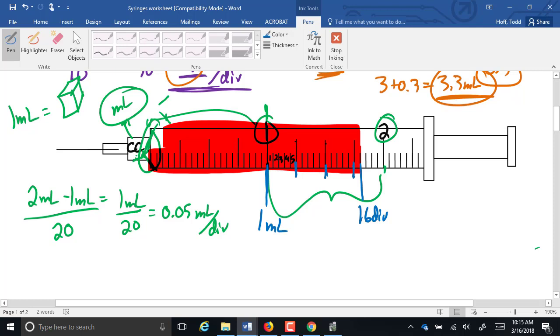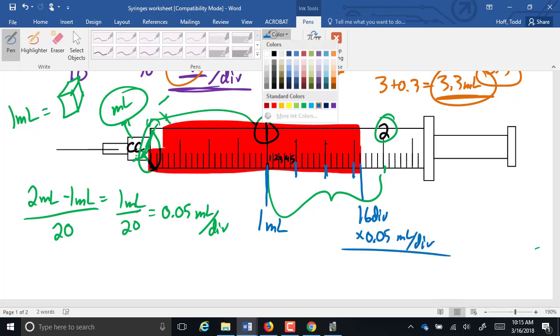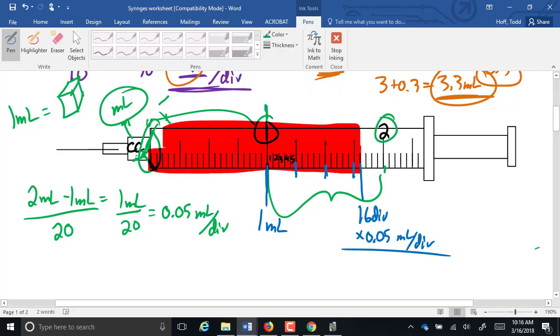That gets kind of clunky to do. But it's 16 divisions times 0.05 milliliters per division. That multiplies up to make 0.80 milliliters. Plus my 1 milliliter, that's 1.80 milliliters of fluid in there.